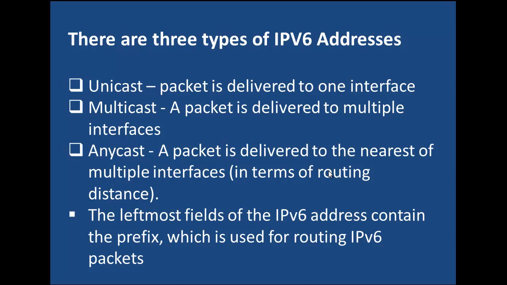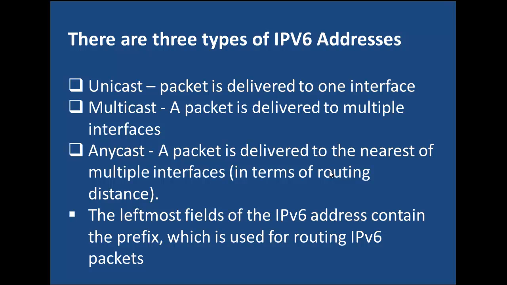In this session, we want to look at different types of IP version 6 addresses. We have what we refer to as a unicast address. This is a packet that is delivered to one interface on the network. And then you have the multicast address, where you have a packet being delivered to multiple interfaces. Then there's the anycast address, where you have a packet being delivered to the nearest of multiple interfaces.